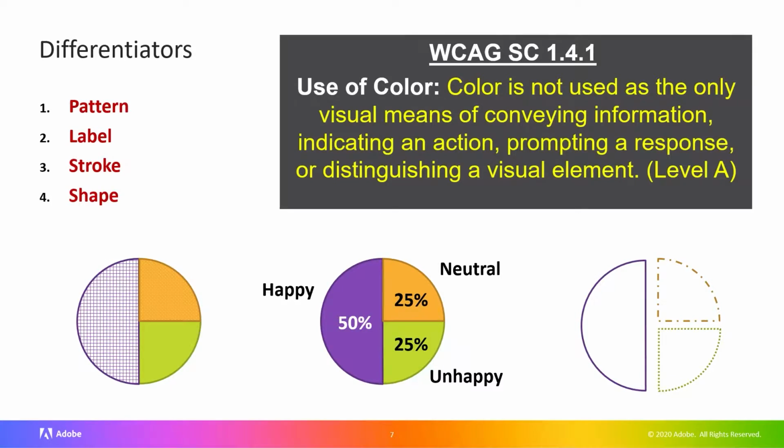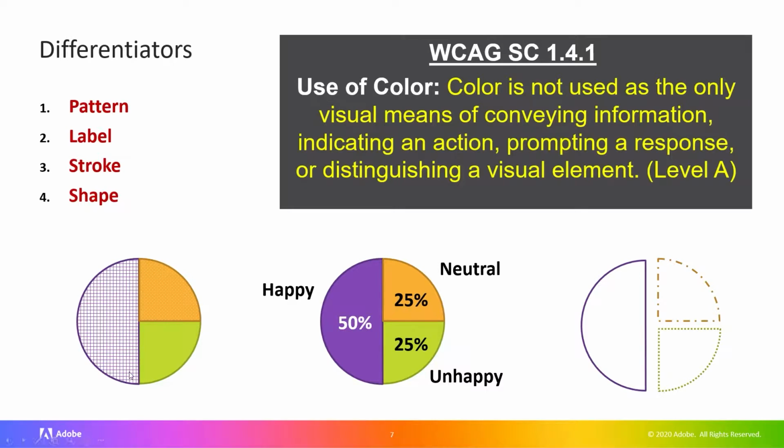So the idea here is that we can't just use color. We can't rely on the idea that someone is going to be able to perceive color in the same way as we do. So what are those factors? Well, we can use patterns, we can use labels, we can use strokes, and we can use shape to differentiate our data when we're creating accessible charts and graphs.